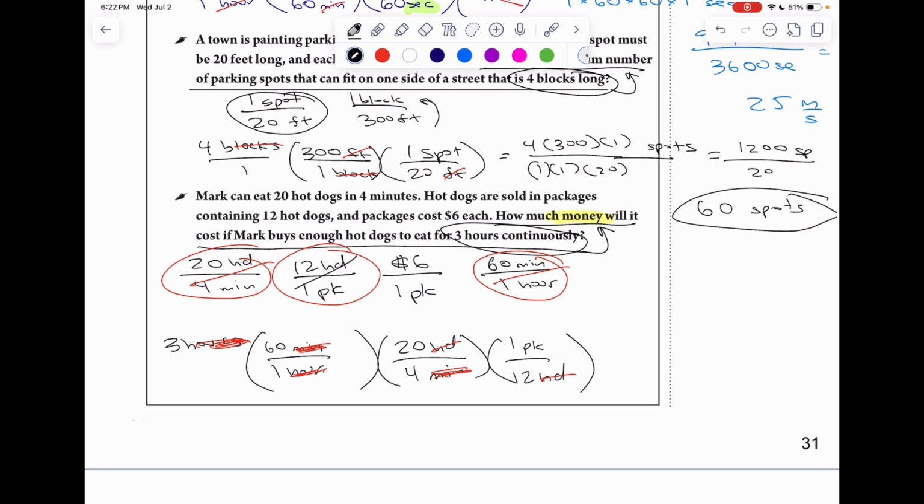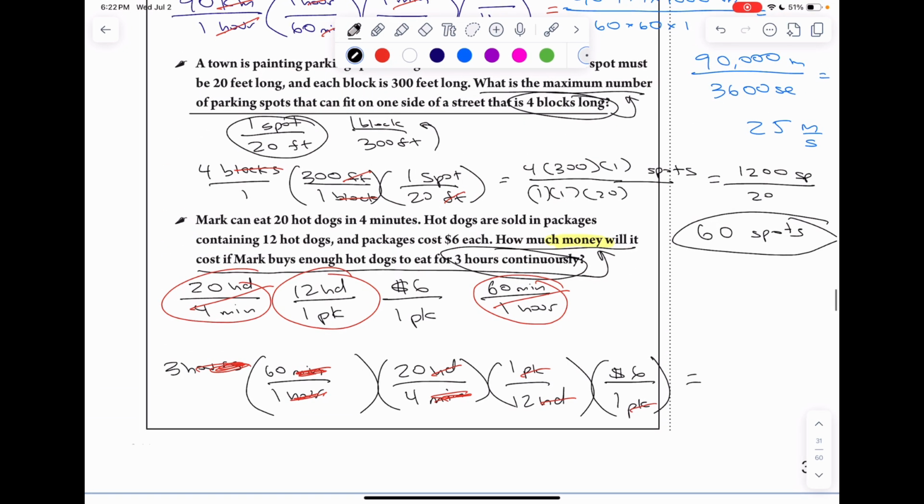Now, wait a minute. Package, I need to cancel that out. I need money, so I'm going to use my last conversion factor. That's $6 for one package. Now, my package is one in the numerator, one in the denominator. Will cancel each other out. And am I left with the amount of money that I wanted? Absolutely, I am. Check it out. That's the right unit. So we'll multiply our tops together, multiply our bottoms together.